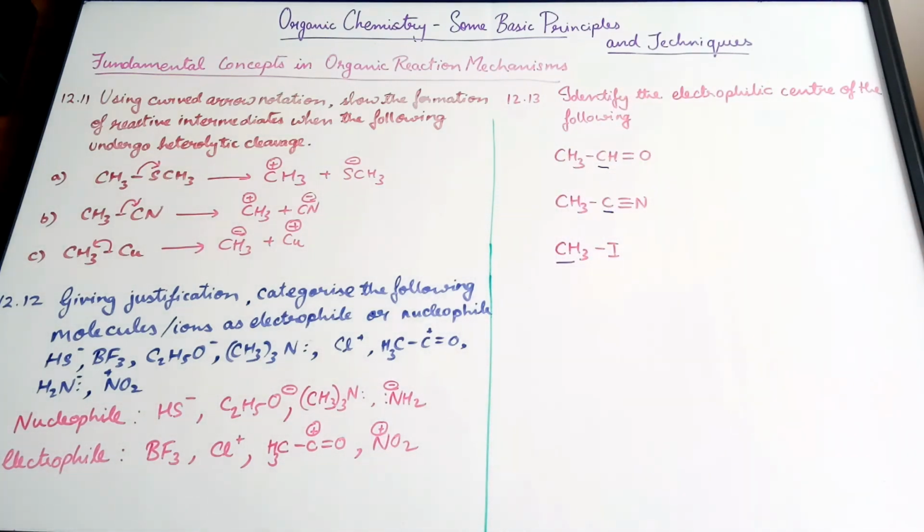Similarly, in CH3-I, the carbon becomes electron deficient due to the presence of a more electronegative atom, that is iodine. With that, we complete the Intext questions related to the electrophile, nucleophile and the curved arrow notation.